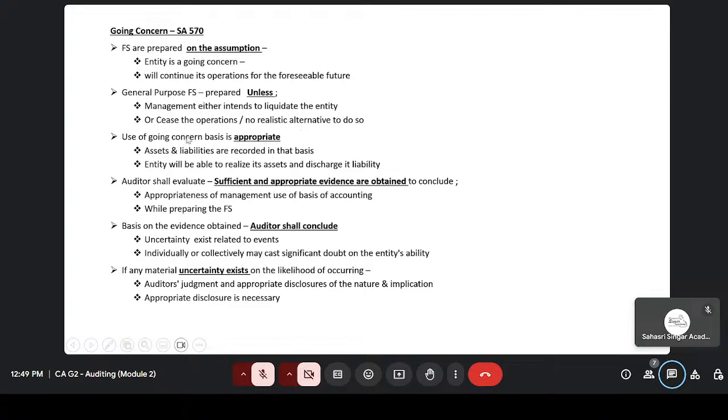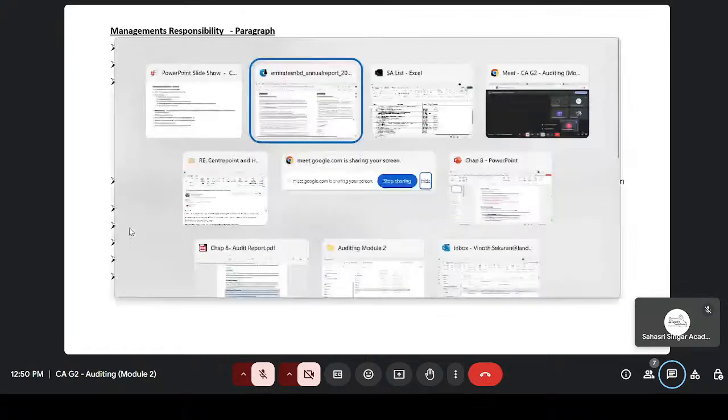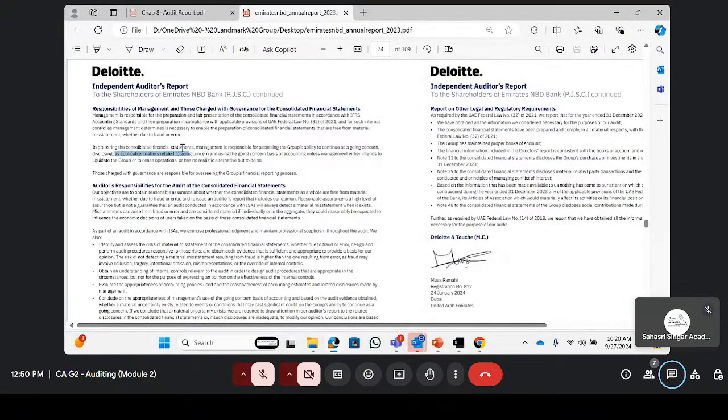So this particular point alone they have incorporated in the management responsibility paragraph, because you are highlighting one point, the entity's ability to continue as a going concern. You are quoting that, yes, management is responsible for assessing the group's financial statements, and it is applicable to the going concern. So you are quoting that it is eligible as a going concern until management intends to liquidate. So you are trying to express this opinion in this paragraph.